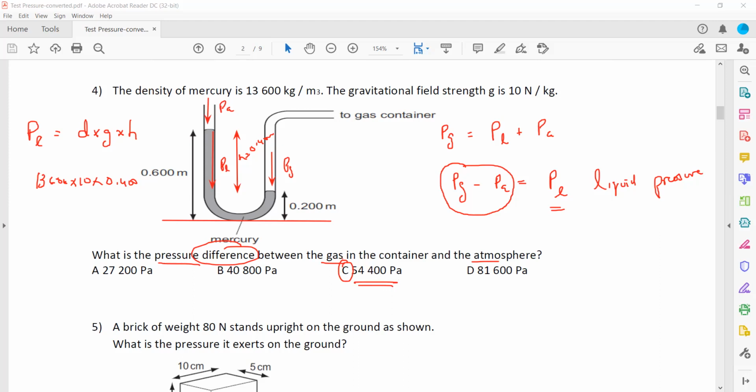Is it clear? Anyone having a doubt? Abdullah Khan, Basira, Afreen, Heather, Shazib.